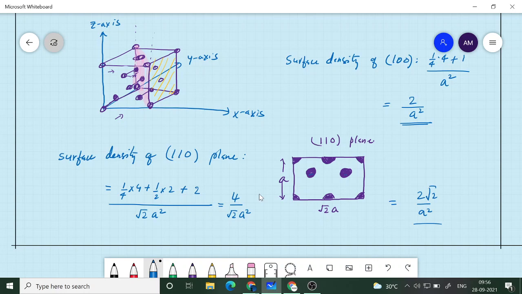So you can see that if you compare 100 with 110, the surface density of 110 is root 2 times larger than the surface density of 100, and therefore 100 is preferred with respect to 110, because the surface density is lower in 100, and therefore there are lesser number of atoms available on the surface, and therefore the reactivity of the surface will be smaller. That is the reason.